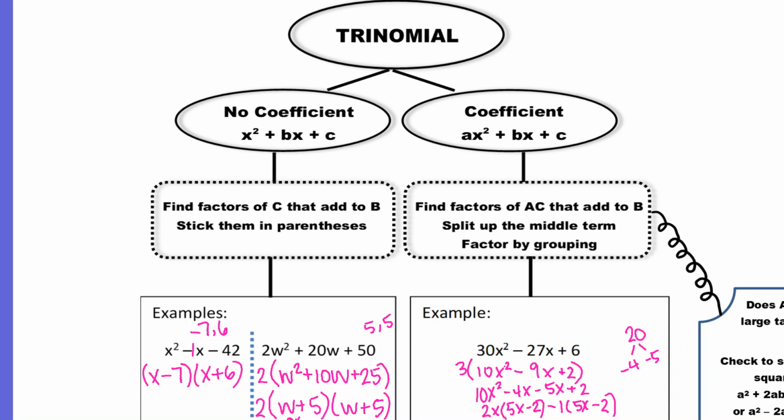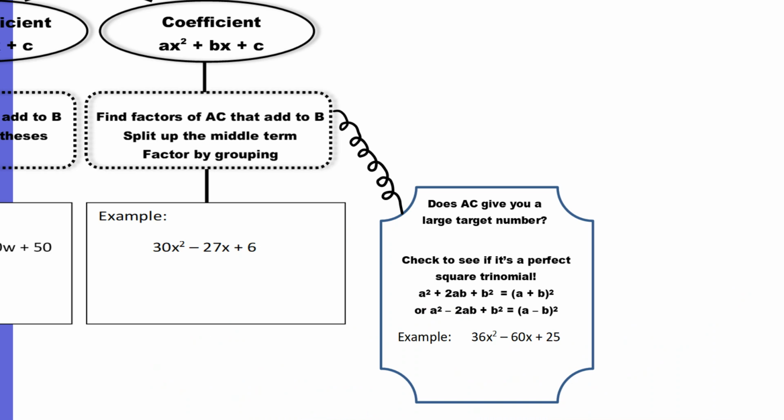Okay, I do have that spirally section going off to the side over there, which is what happens when we have that large AC. And that's when you would probably check to see, is this a perfect square trinomial? That's when the first part is a perfect square, the last one is a perfect square, and then you have to see if the middle is really 2 times the first thing times the second thing.